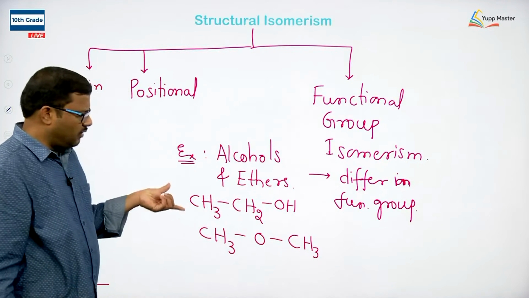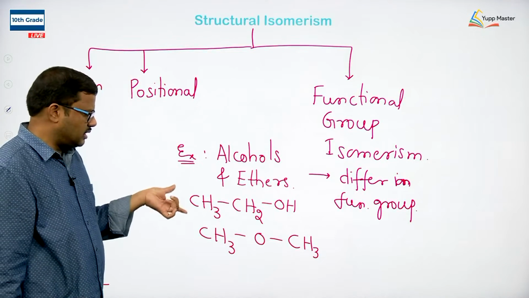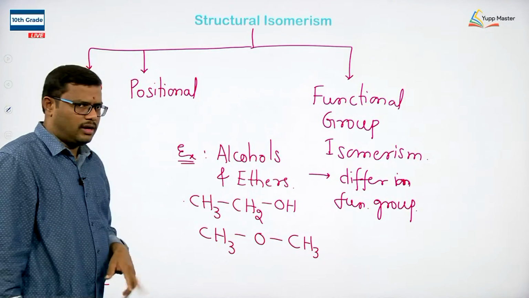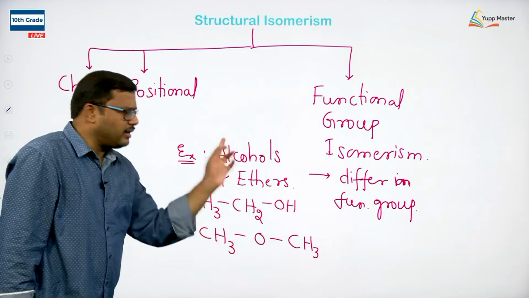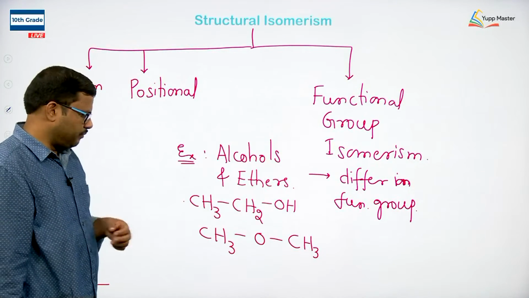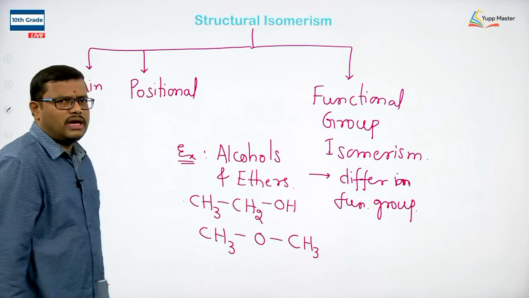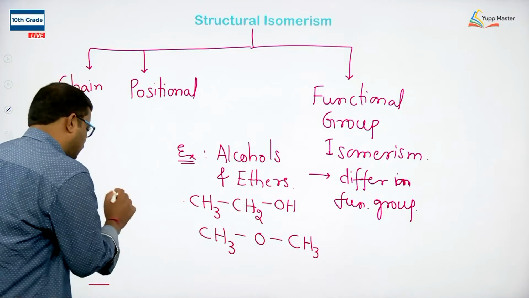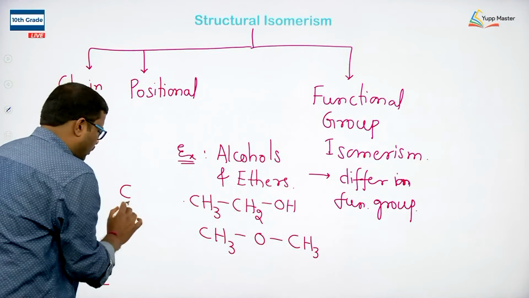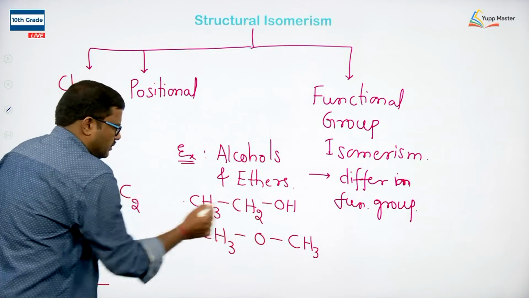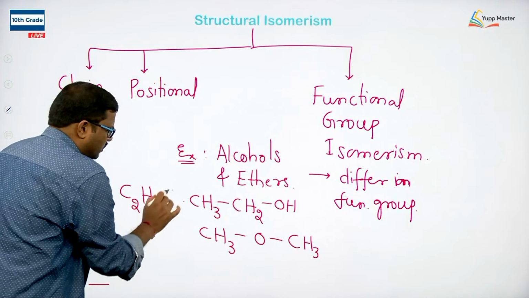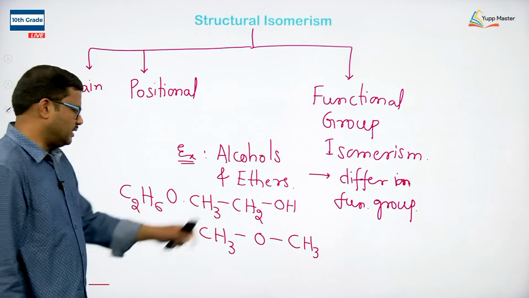So this is a different functional group and this is a different functional group. This ROH is taken as alcohol, ROR is taken as ether, okay. So in this case if you observe, do the two compounds have the same chemical formula? Just look at the number of carbon atoms. So we have 2 carbon atoms, 6 hydrogen atoms and 1 oxygen atom in this case, okay.